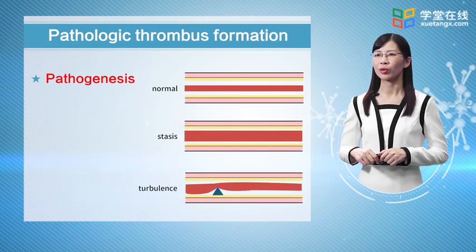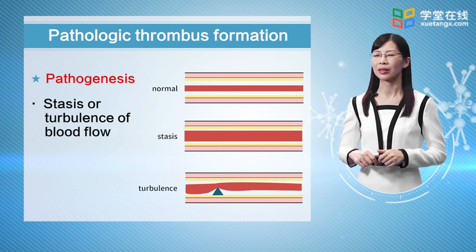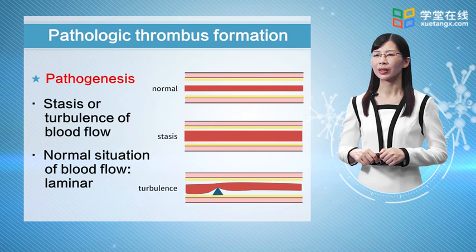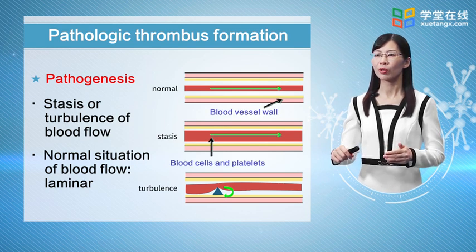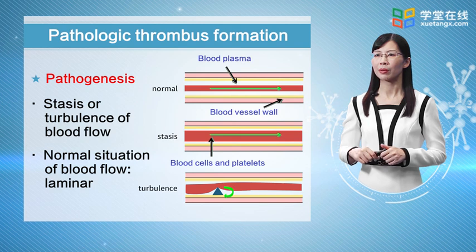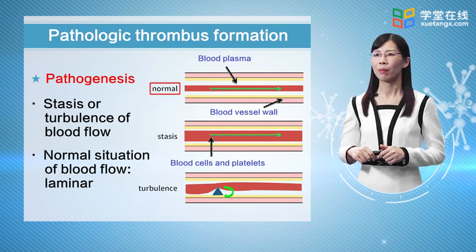The second etiology for thrombosis is stasis or turbulence of blood flow. Normal blood flow is laminar. All the formed blood elements, blood cells, and platelets move in the central stream. Blood plasma is found in the periphery of the blood stream, adjacent to the endothelial cell layer, and moves more slowly. Under normal conditions, blood plasma prevents the platelets from being in contact with the endothelial cells.